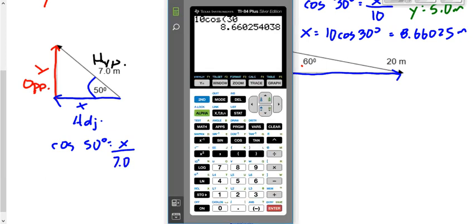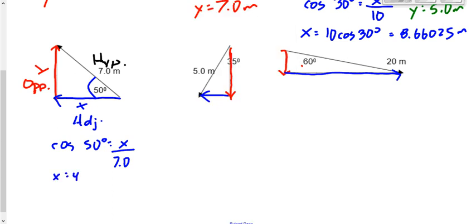Now, we don't need to do that little check on our calculator. We've already done that today. We know we're in degree mode. So I'm just going to hit 7 cosine 50 degrees. And I get a value of 4.9995. So how much of that 7 meters is x component? 4.9995. Is that right? Almost.